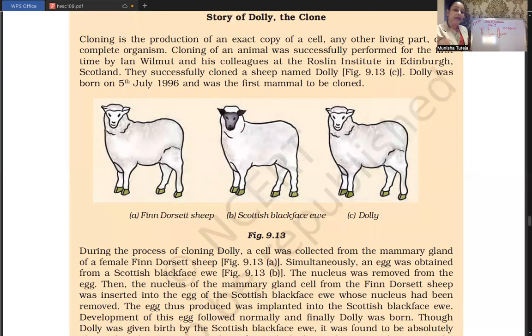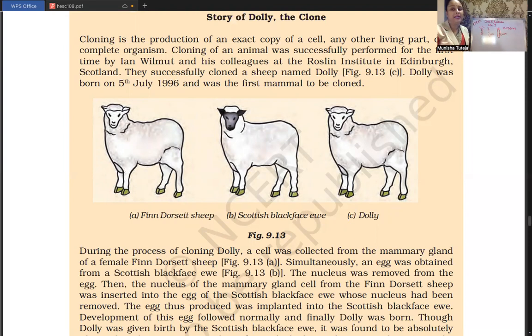So here, you can see in A diagram, I have got a Finn Dorset sheep. What is a Finn Dorset sheep? It's a kind of sheep, right? A species of sheep. In the second one, I have got the Scottish Blackface ewe, another kind of sheep, but you can clearly see that the face is black. So that we can easily distinguish between a Finn Dorset and a Scottish Blackface, right?